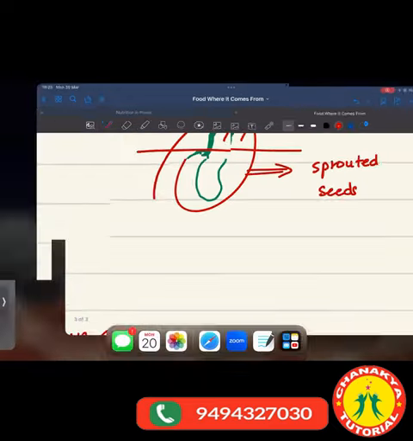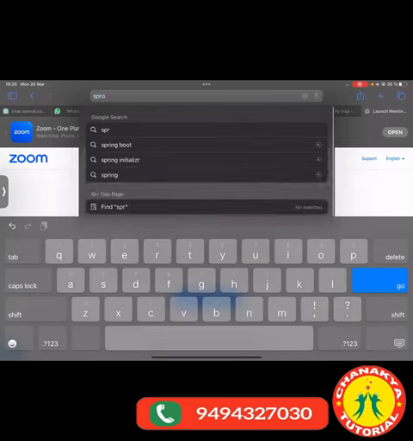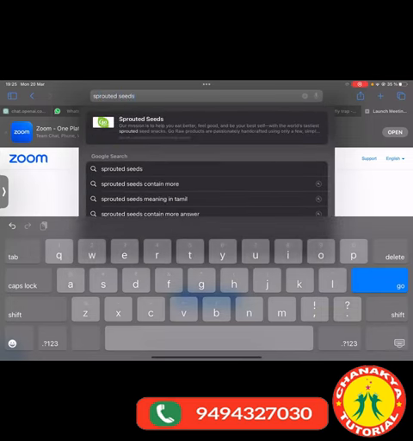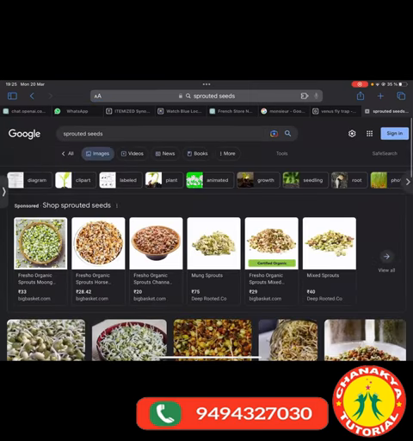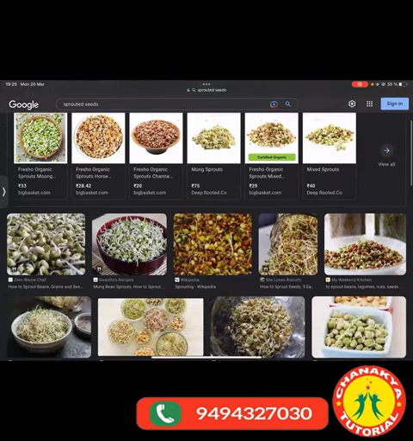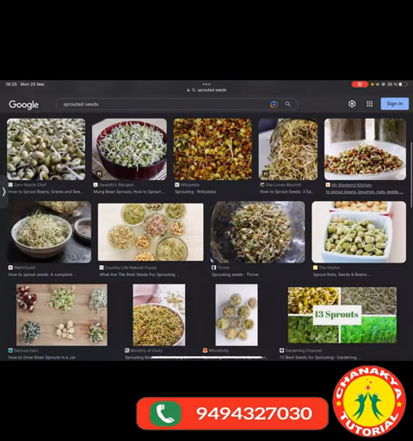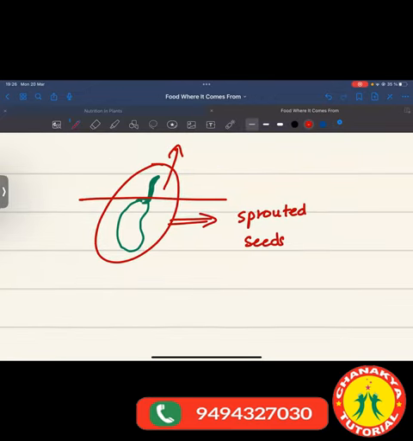Okay, so I'll just show you images of sprouted seeds. See, can you see? Yes, ma'am. They all have a small growing shoot. All these are known as sprouted seeds. All right. With this, we're done with this lesson. Just note it down in your notebook. Okay. So we'll start with the next lesson. We'll just have an introduction.